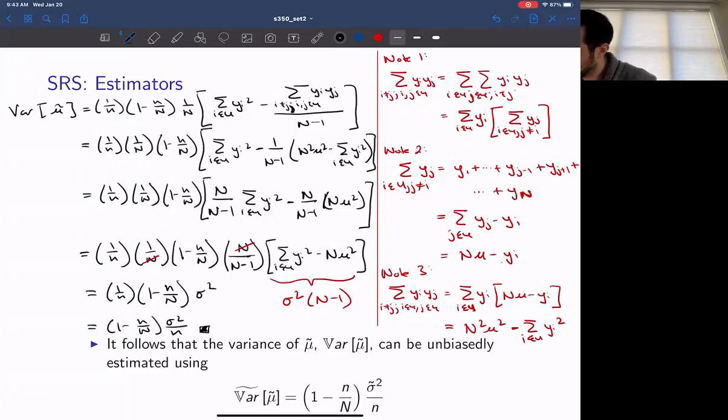I actually have a mistake here that I need to fix up. Sorry. So these are I's, not J's. You're plugging in an I. There you go.